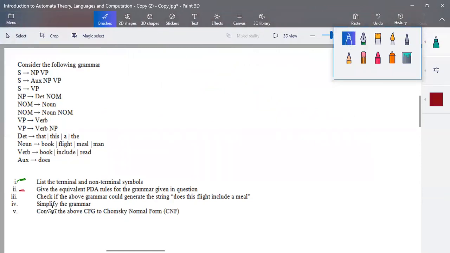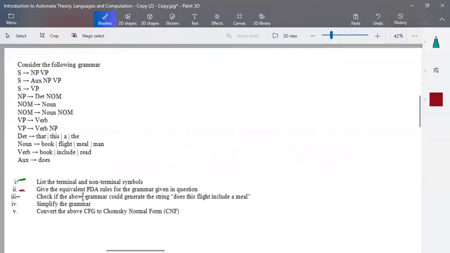The next question is: check if the above grammar could generate the string 'does this flight include the meal'. The first thing I suggest when you have a condition like this is to check whether all the terminal symbols are there in your given production rules. Does is there, yes, in AUX. This is there, flight is there, include is there, a is there, meal is also there. So all the given terminal symbols are there in the grammar, and now you can start with the derivation.